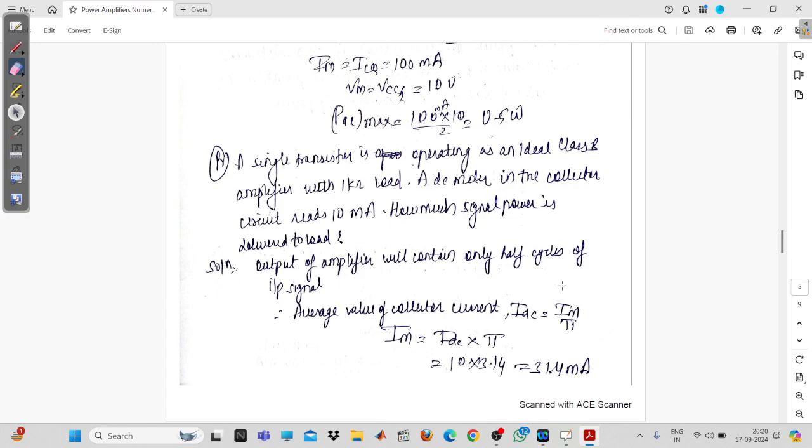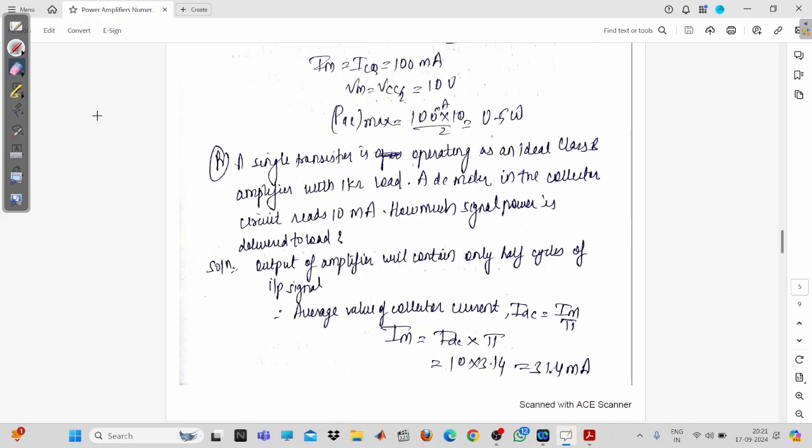Okay, so today we are going to understand some more numericals on the power amplifier. This is the first numerical, and it tells us that a single transistor is operating as an ideal class B amplifier with 1 kilo ohm load. Now you have a single transistor, and that is the class B amplifier. So it means that the single-ended class B power amplifier will be used.